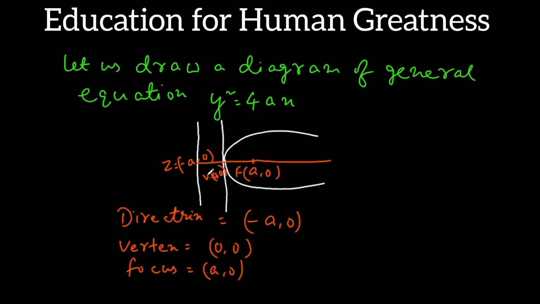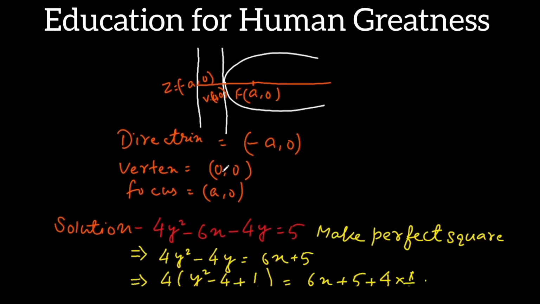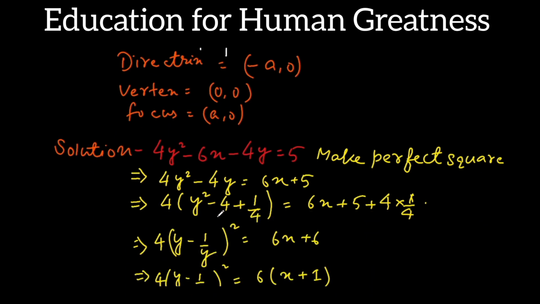As you can see, we can draw the diagram of this parabola like this. This line is called the directrix, this is the tangent at the vertex, this one is the vertex and this one is the focus. The coordinates of the directrix are (−a, 0), vertex (0, 0), focus (a, 0). Now let us see how we can find the solution.